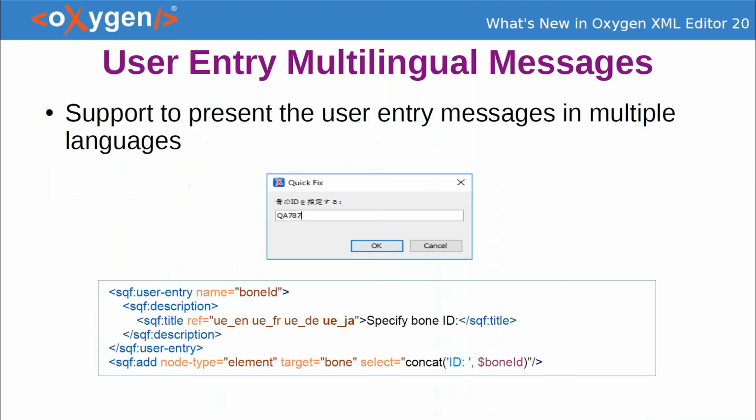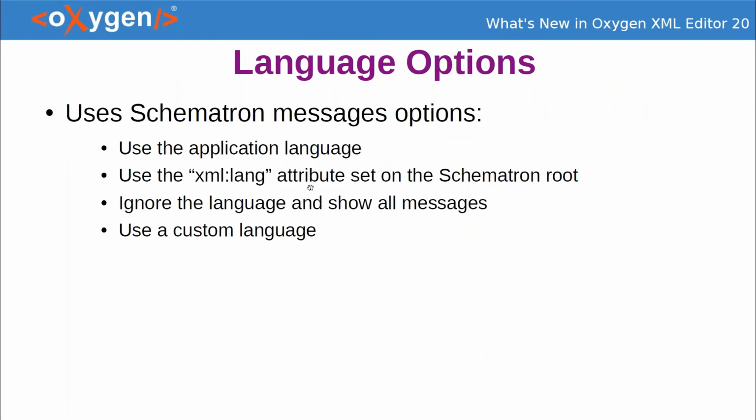We added support also for the user entry to be presented in different languages, similar with the quick fix. The user entry allows you to get input from the user, and a message is presented when the user enters the value. As I showed you, there are some options that allow you to control the language. So by default, the messages are presented in the language of the application, but you can use also the language of the Schematron file, or you can present all the messages, or use a custom language, as I did in the example.